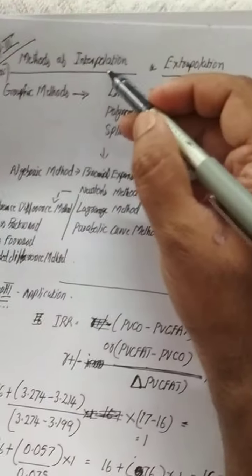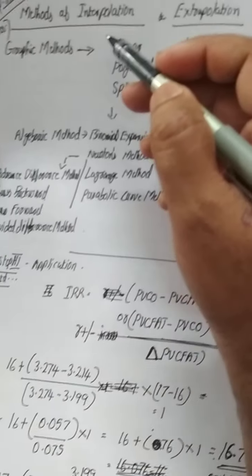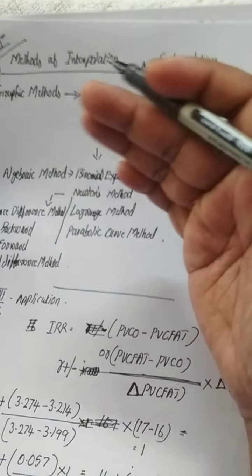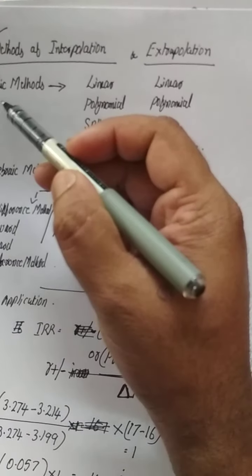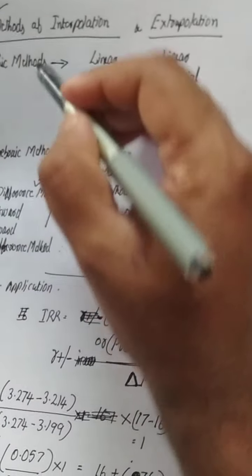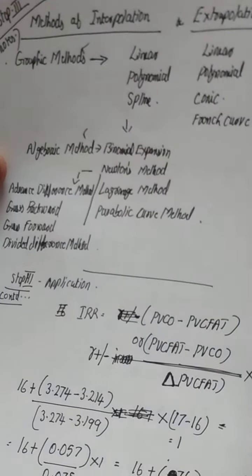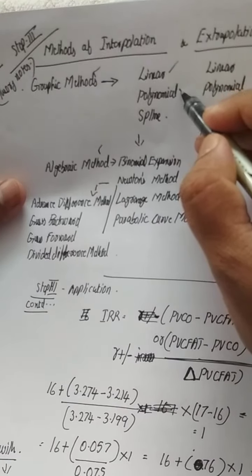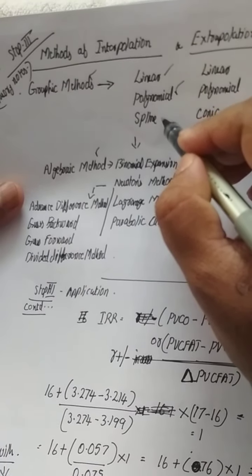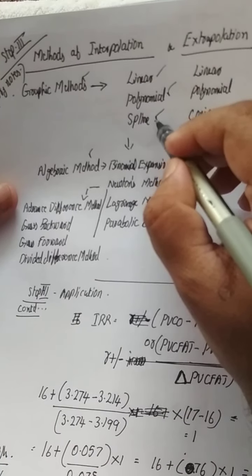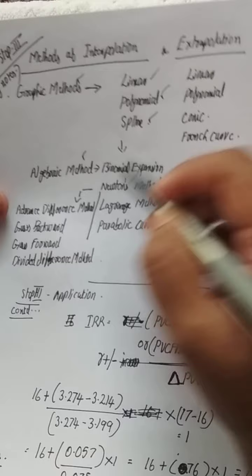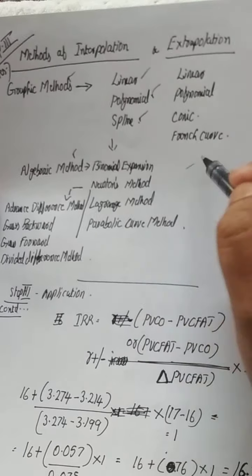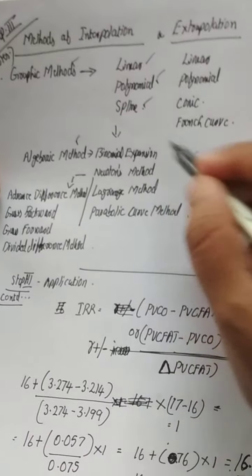So what is interpolation? Interpolation is the mathematical field of numerical analysis which we use for finding an unknown value from two known values. There are actually various methods of interpolation like graphic methods, algebraic methods, etc. Graphic methods come in various forms: the linear method, the polynomial method, and the spline method. And in the algebraic methods, we have binomial expansion, Newton's method, Lagrange method, parabolic curve method, etc.